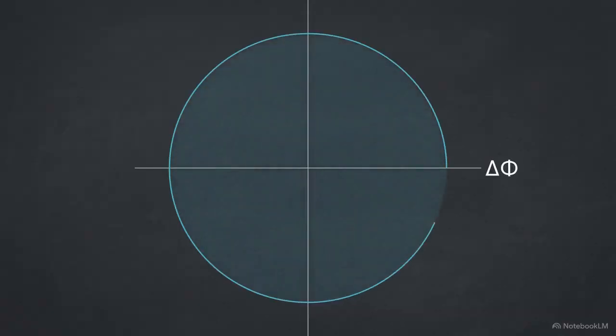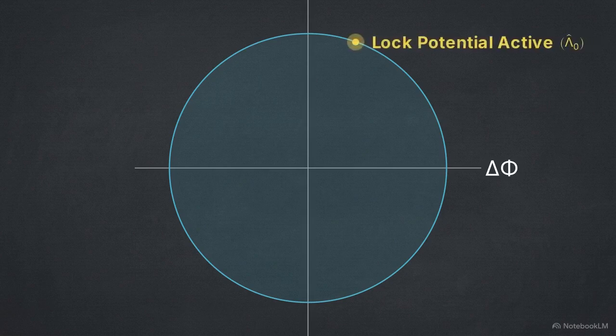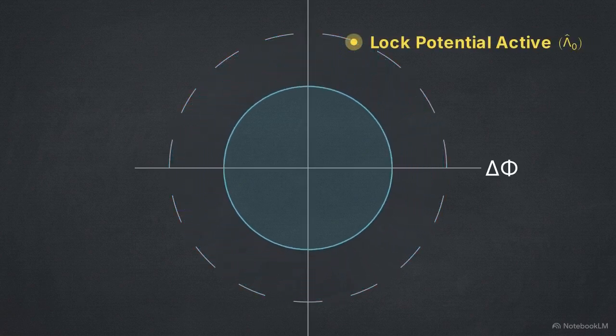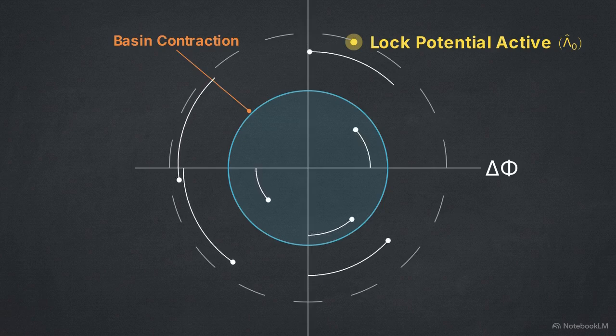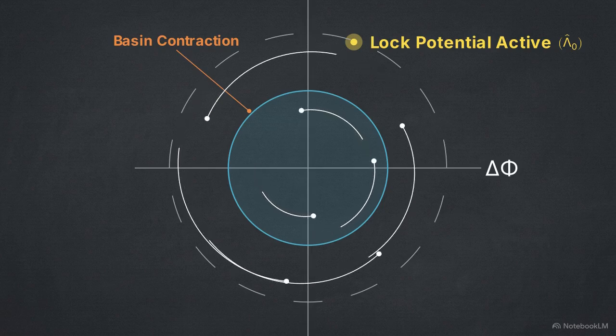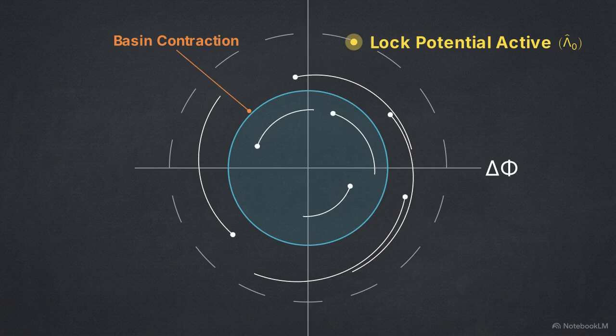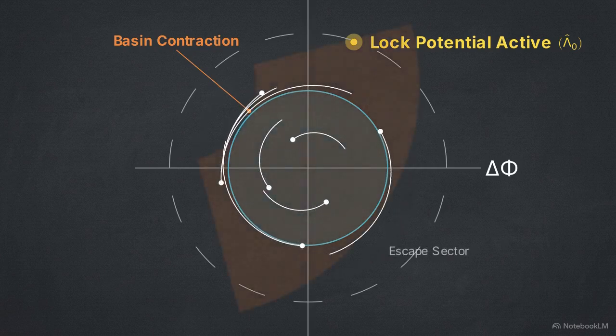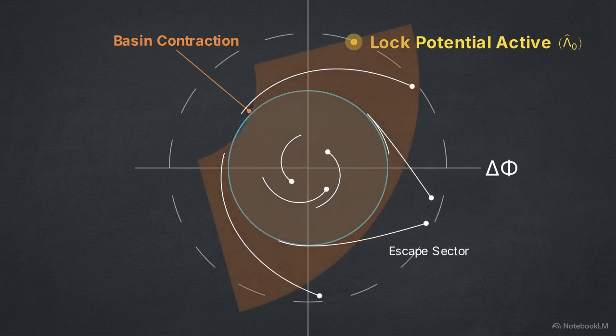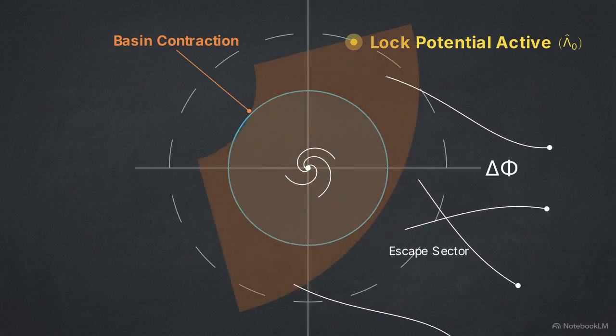This phase space diagram plots delta phi on the horizontal axis and r on the vertical. As the lock potential activates, the geographic boundary of the safe capture zone shrinks inward. This is basin contraction. Because the boundary has moved, trajectories that would have previously spiraled down to the center are now left outside the safe zone, leaking out through a specific geometric sector.